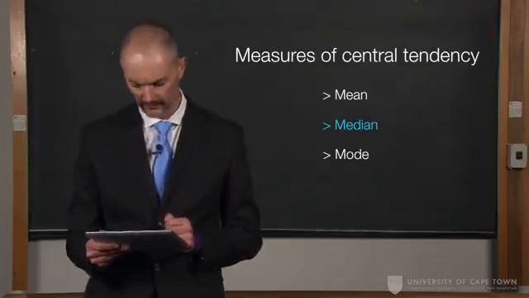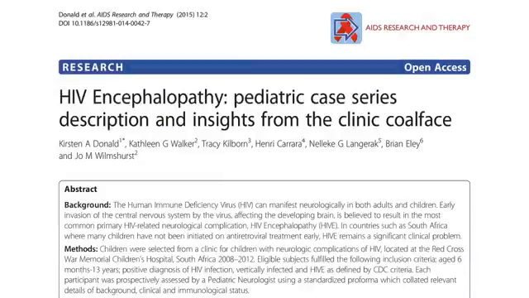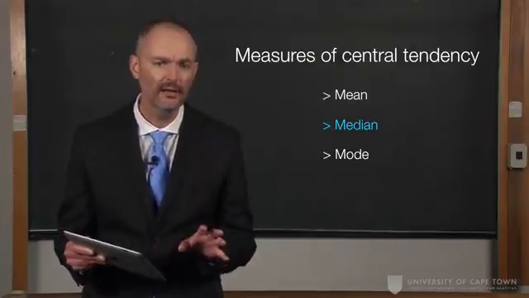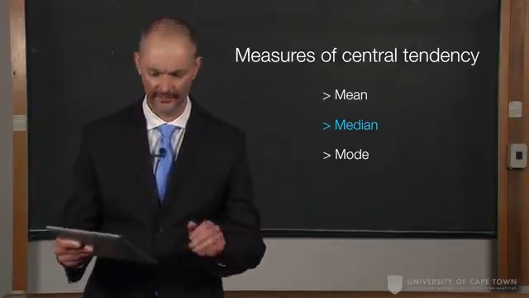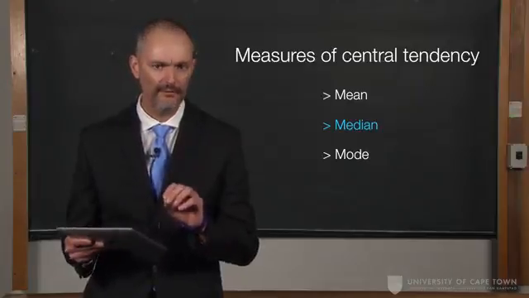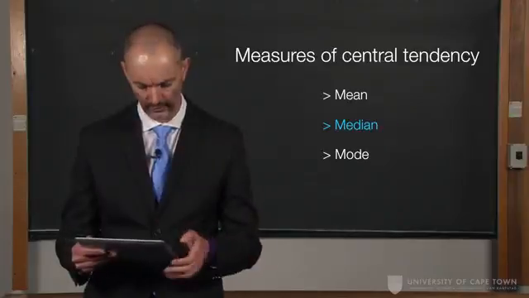Now, let's move on to median. Kirsten Donald and her colleagues, we looked at this before, looked at HIV encephalopathy, and they quoted a median age of 64 months. Now, what do we do with a median? We really just take those values at face value. We're going to select a value for which half of the values are less than that value and half of the values are more than that value.